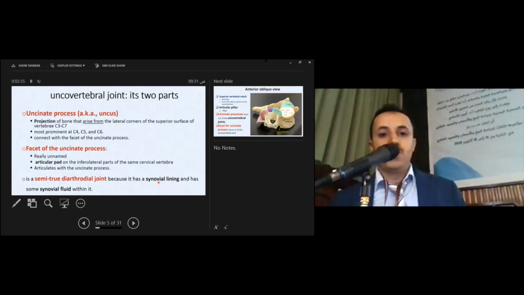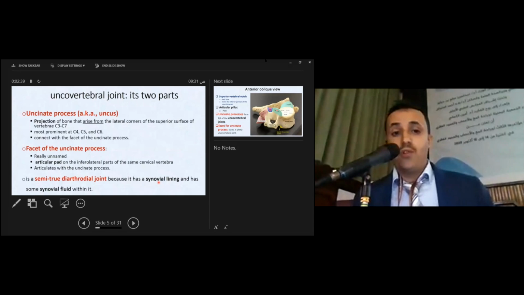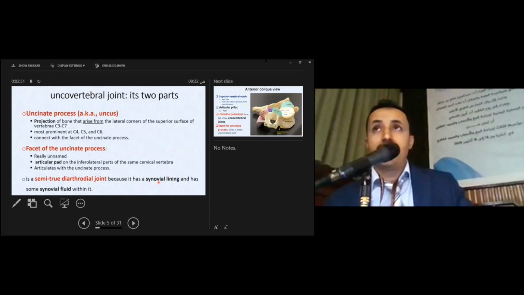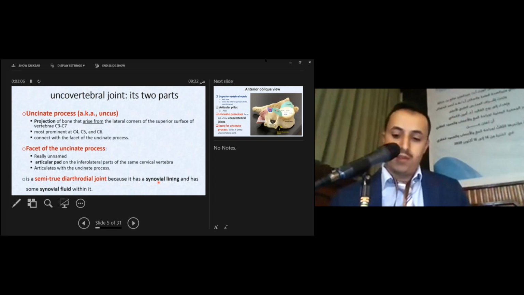Here is a photo of the uncinate; let your imagination work on how it looks. The uncovertebral joint contains two parts. The first part is the uncinate process, also sometimes known as the uncus, which, as we said, is most prominent in C4, C5, C6. The second part is the facet of the uncinate process, which is really unnamed. It is an articular pad on the inferolateral part of the same cervical vertebra. It is semi-synovial because it has a synovial lining and some synovial fluid within it.